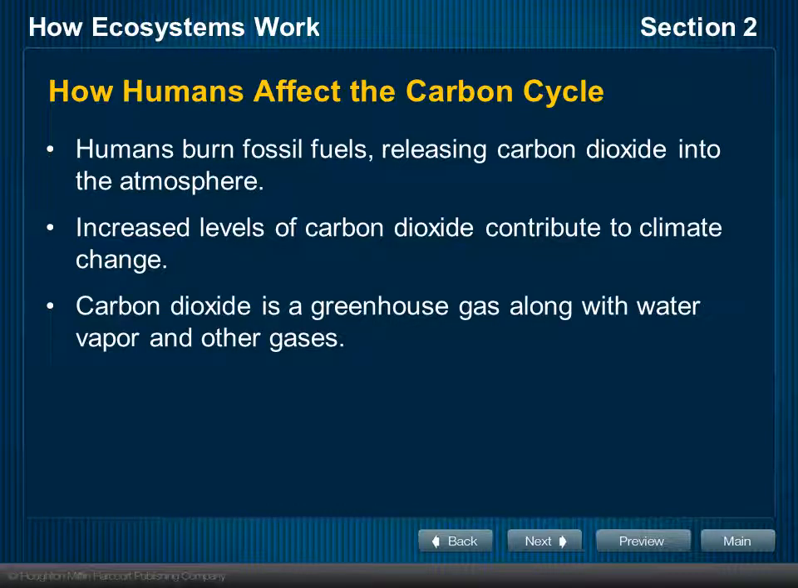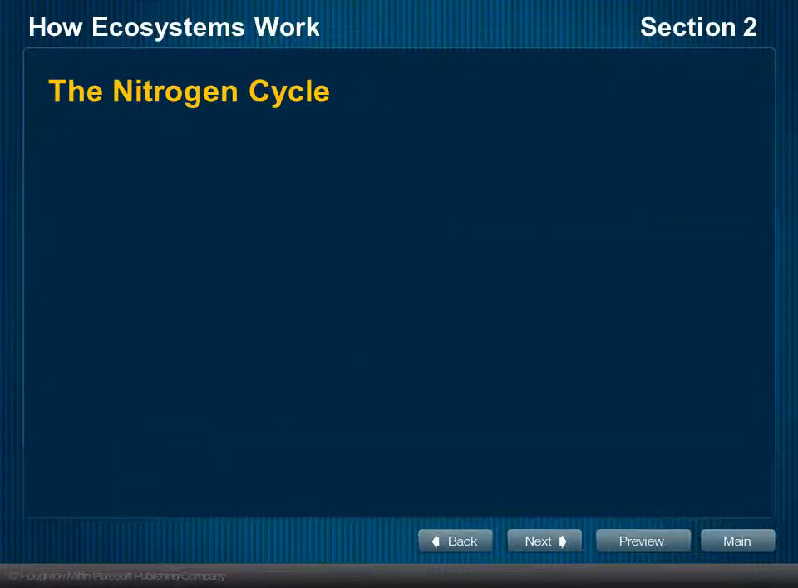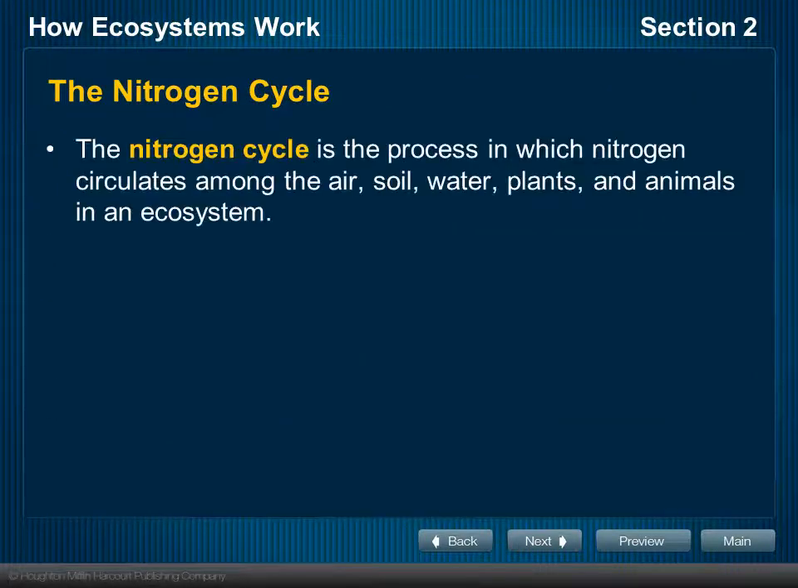We do know that carbon dioxide is a greenhouse gas. We've already learned that, but it's not the only greenhouse gas. Water vapor, and in fact, a lot of the scientists we saw in the video would say that water vapor is the most important greenhouse gas, not carbon dioxide. And we know how the greenhouse gases work to affect the temperature and really help the planet maintain a climate that is habitable. The next cycle we talk about is the nitrogen cycle.